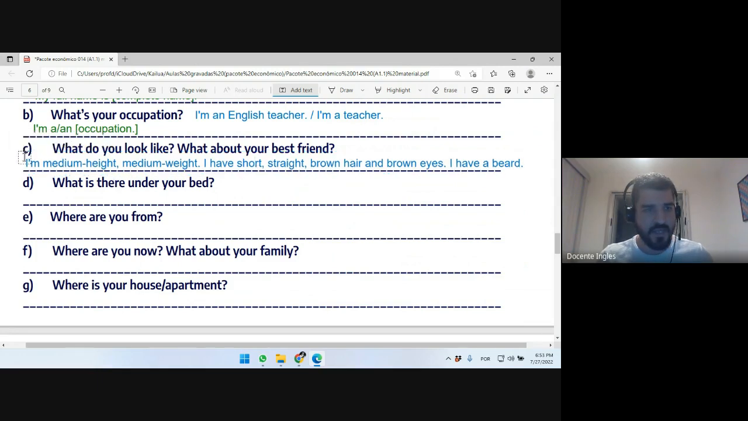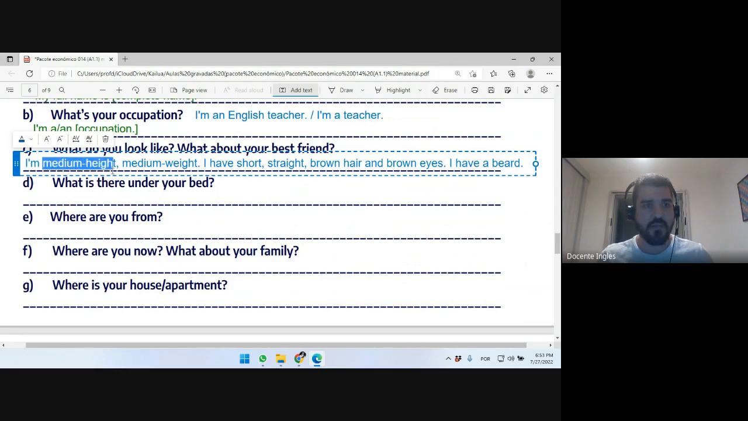So, in this case, we use the verb to be with the adjectives medium height, medium weight. We use the verb have with hair, eyes, and beard. Beard, mustache, sideburns, all the facial hair vocabulary. When I'm talking about myself, I use I am.